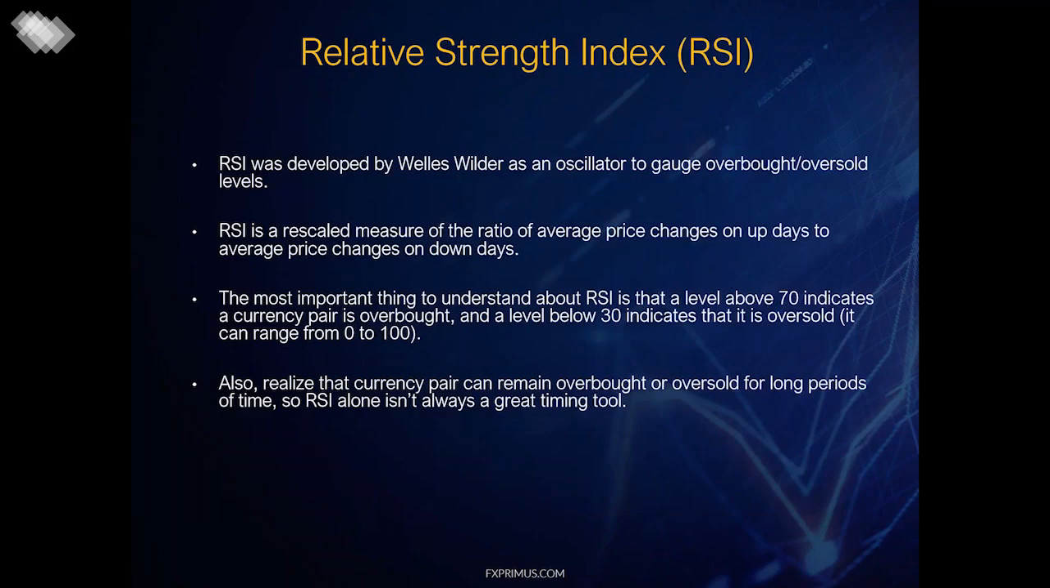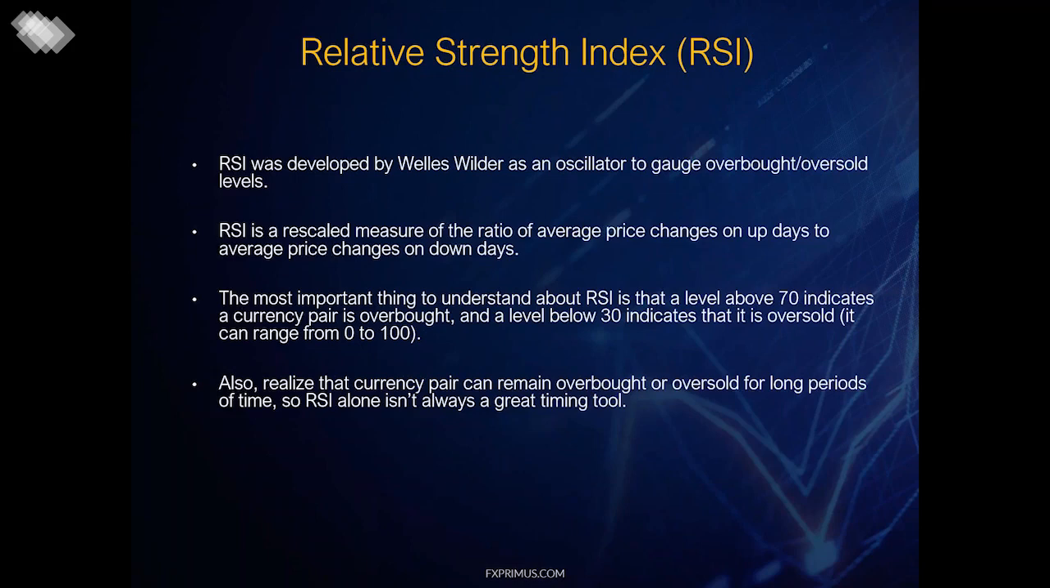Now let's go to the third indicator we're going to see today. This is called the RSI, which everybody is familiar with, I suppose. Now, the RSI was developed by Wells Wilder as an oscillator to gauge overbought and oversold levels. The RSI is a rescaled measure of the ratio of average price changes on up days to average price changes on down days. The most important thing to understand about the RSI is that a level above 70 indicates that a currency pair is overbought, and a level below 30 indicates that it's oversold. Its range is from 0 to 100.